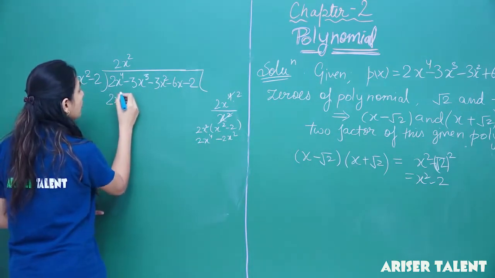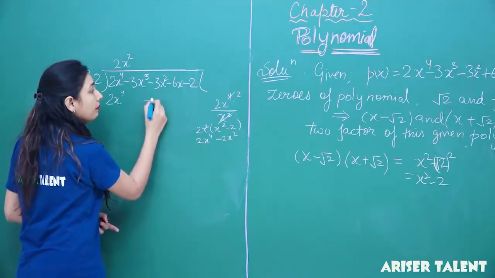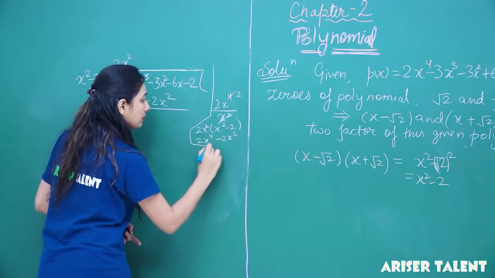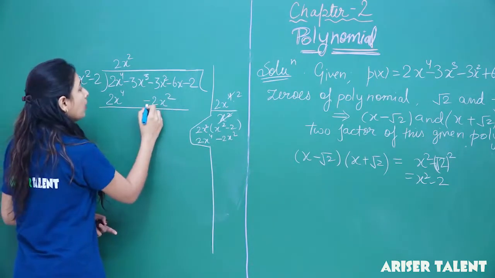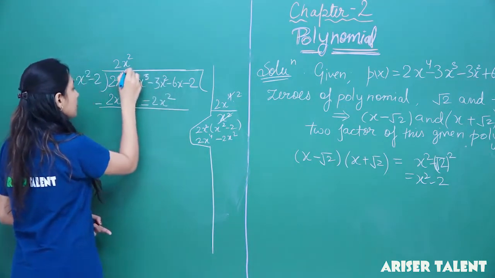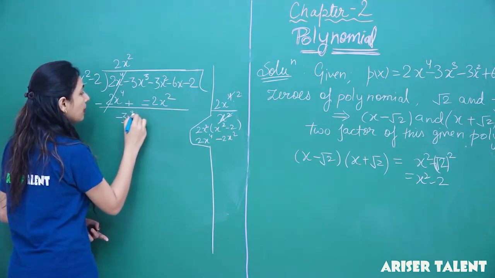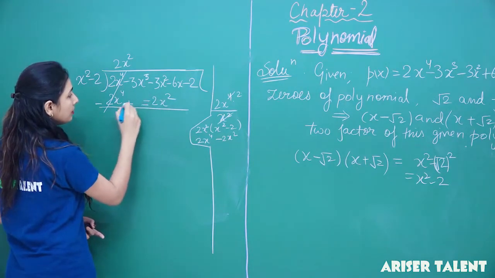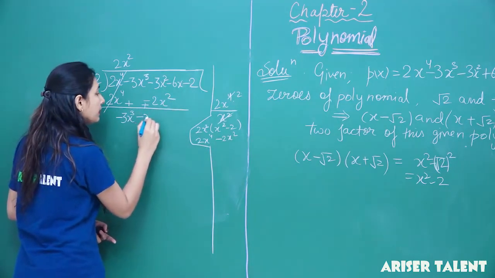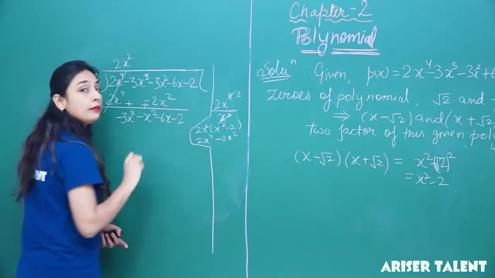That will be 2x to the power 4, minus 2 of x square. Now the signs will change. So this will cancel out. Now minus 3x cube as it is. Now this is minus 3x square and plus 2x square. What will it give you? Minus of x square. Then as it is, minus 6x and minus 2.